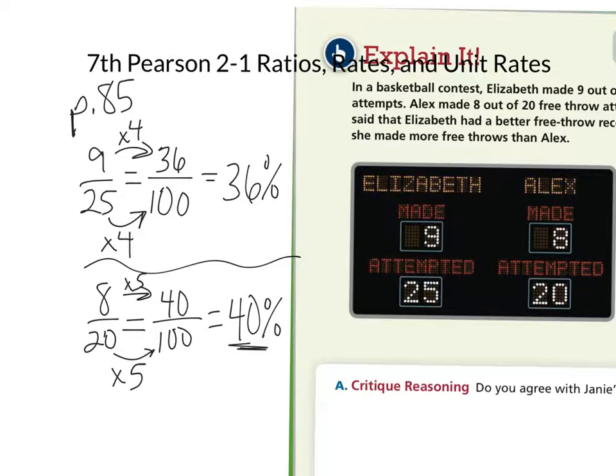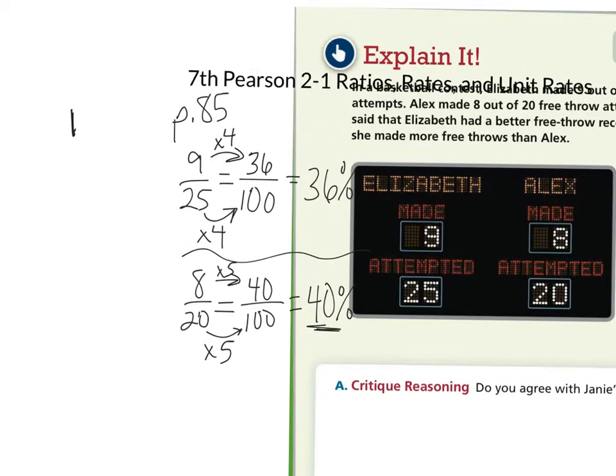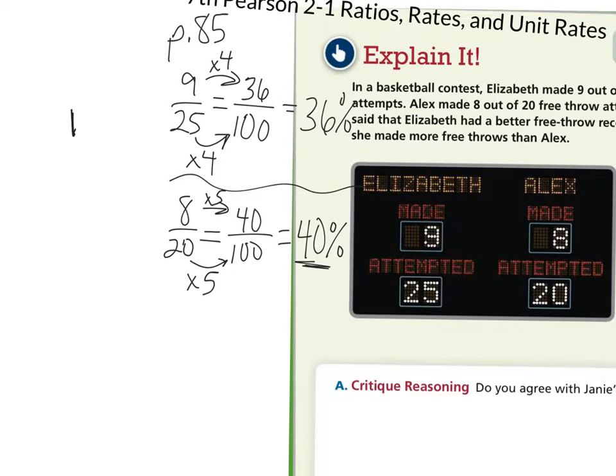If these numbers weren't quite as nice as they were on this problem, let's say Elizabeth made 2 out of 7 free throws, for example. You can do this for anything, whether it comes out nice or not, but especially 7 wouldn't go into 100 really nicely. What you can always do to change these to percents is divide. Remember, the numerator goes on the inside, so 2 divided by 7. We can just put a decimal and some zeros here.